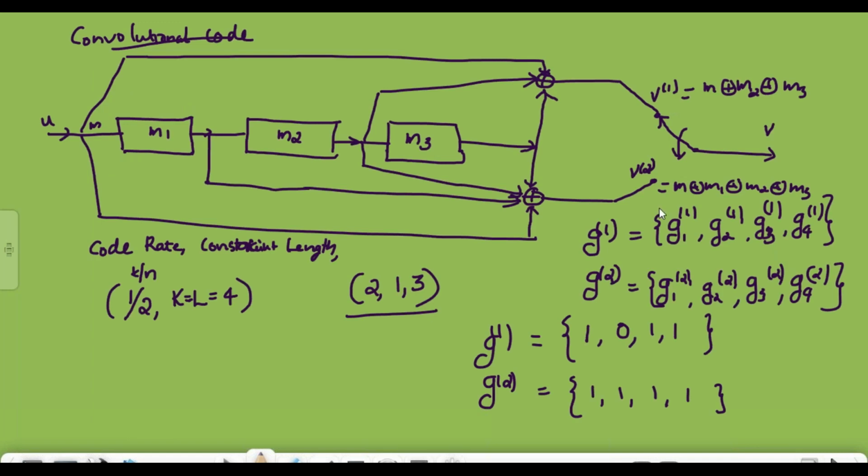Then we have seen that the output is the multiplexed version of v1 and v2. First output will be v1, then v2, as the switch is alternately connected to v1 and v2.